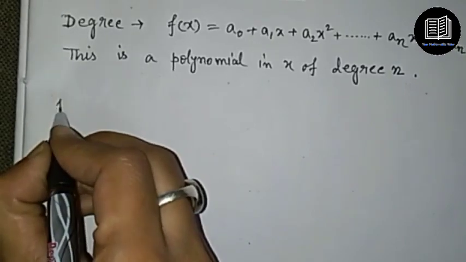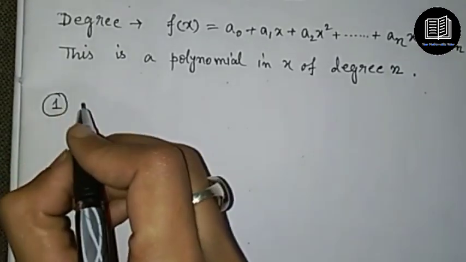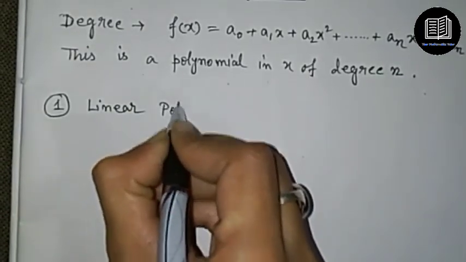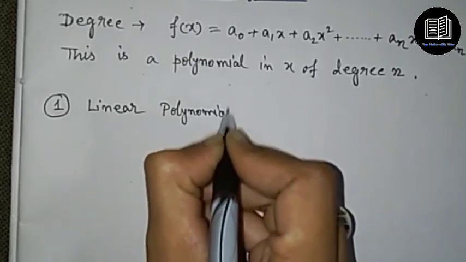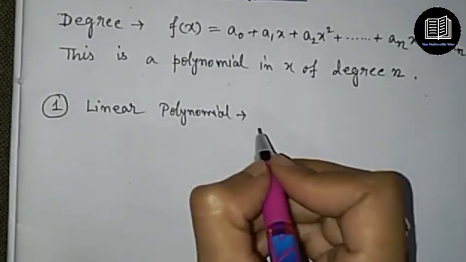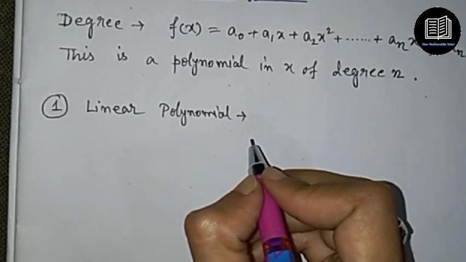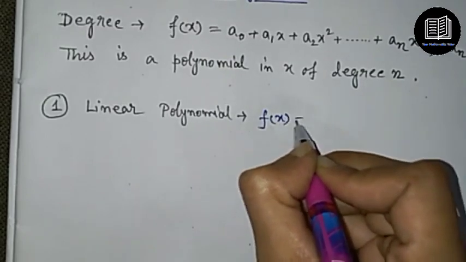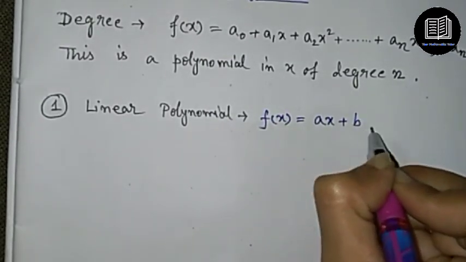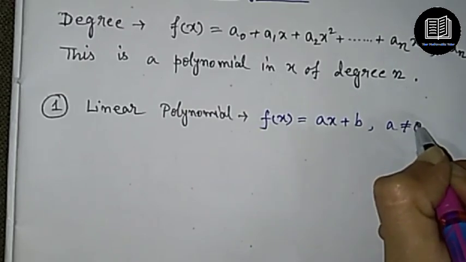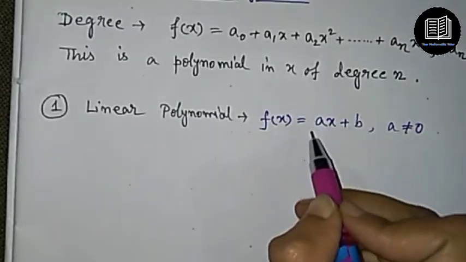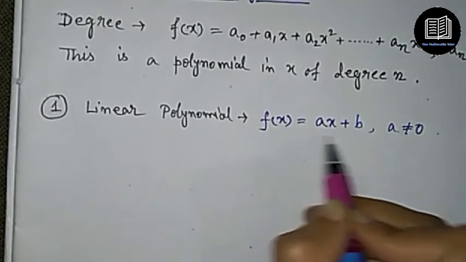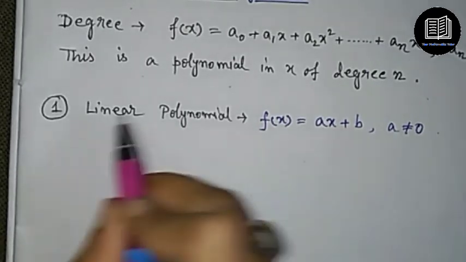First, see number 1. First class is linear polynomial. Linear polynomial is the polynomial of degree 1. That means the polynomial must be of the form f(x) equal to ax plus b, where a not equals to 0. Here in the polynomial, what is the highest degree of x? 1. So this is a polynomial of degree 1. Hence it is a linear polynomial.